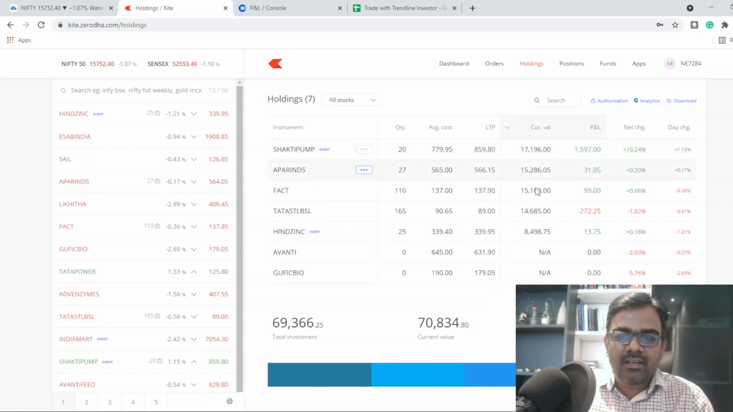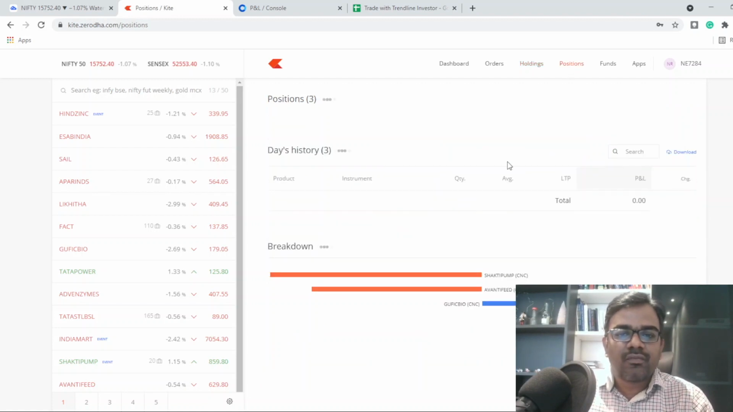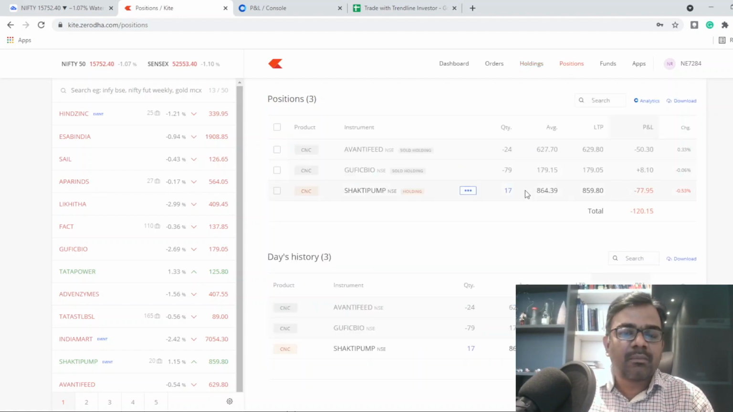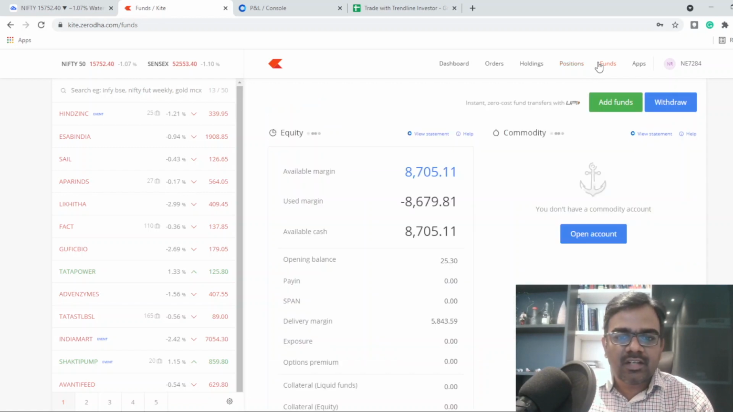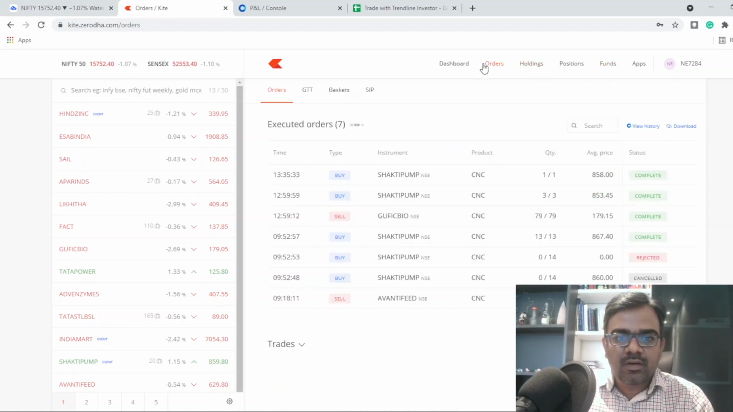And we have 5 stocks: Shakti Pump, Apar Industries, Fact, Tata Steel, Bhushan Limited, and Hindustan Zinc. We exited these 2, so we just have 5 stocks, and we have added more of Shakti Pumps today, right? So we bumped up a position, and we are sitting in a cash of around 8.7% of our portfolio, plus around 13% of portfolio is in cash, and we will see how we can utilize this cash today, right? I'm just going to the orders now.